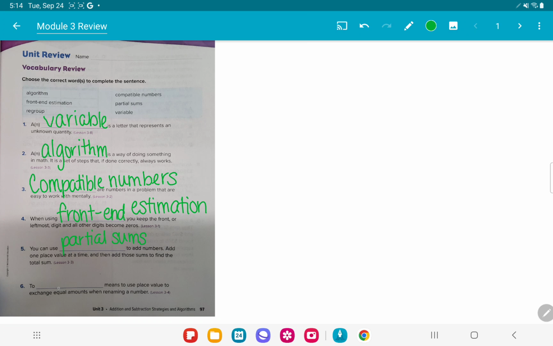And number 6, to blank means to use place value to exchange equal amounts when renaming a number. When we use the standard algorithm, we have to regroup when we have 10 or more in one place value.